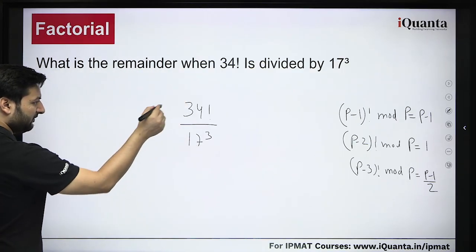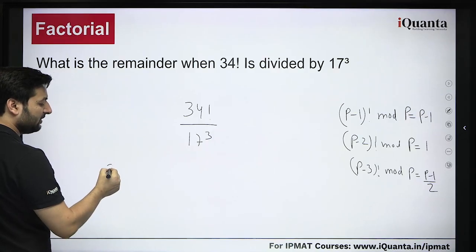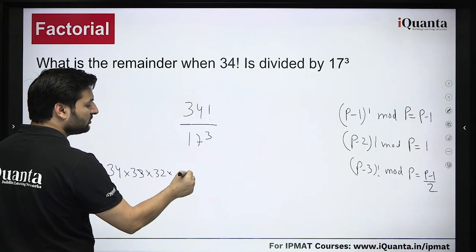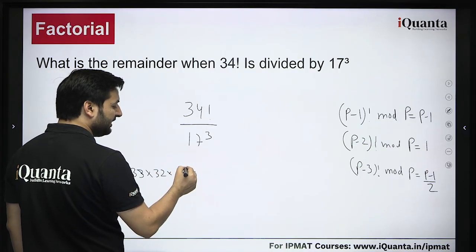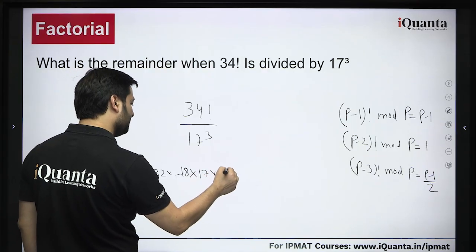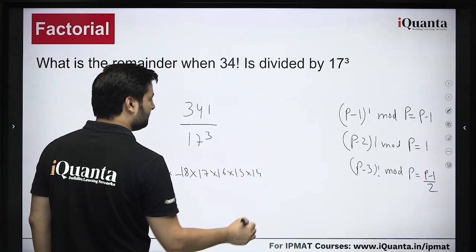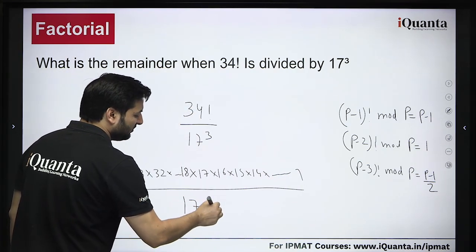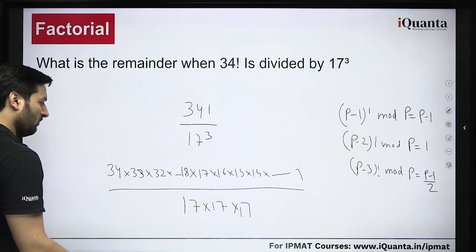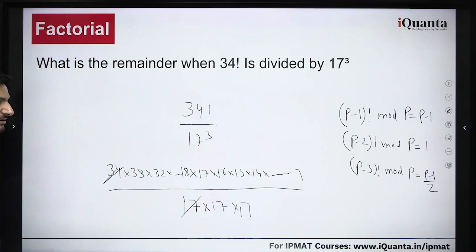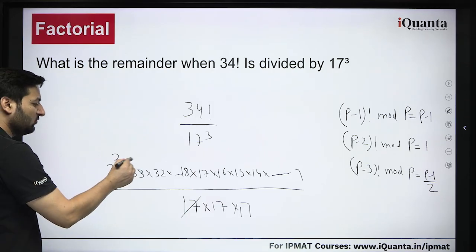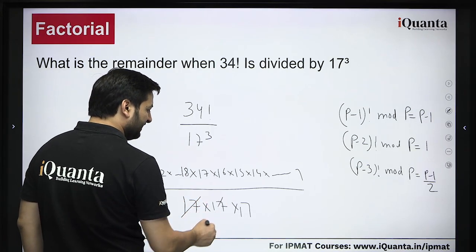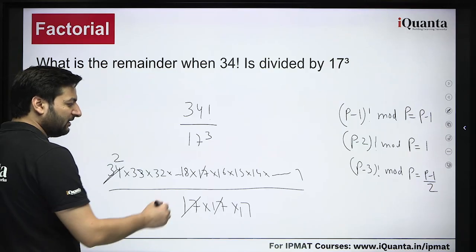In 34 factorial, if you write it down very smartly, you can write 34 into 33 into 32 and so on. There will be a time when I will reach 18 and 17 and 16, 15, 14, right, like this, and I will again reach 1. I am dividing this by 17 cube, that means 17 into 17 into 17. One of the 17s will cancel with this 34, isn't it, and give me a 2. I am cancelling right now, not finding out the remainder. Okay, this 17 will get cancelled with this 17, and give me 1. Yes or no?